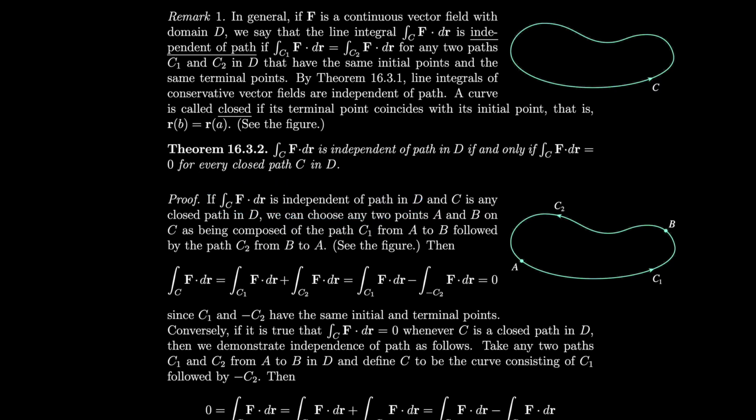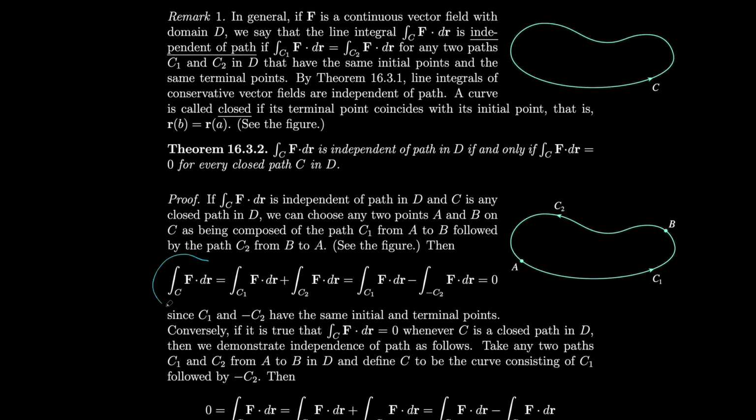Okay, so we'll make C any closed path. We need to show that the line integral will be 0. So if C is any closed path, we can choose any two points A and B on C as being composed of the path C1 from A to B, followed by the path C2 from B to A. So here's C1 from A to B, and here's C2 from B to A.